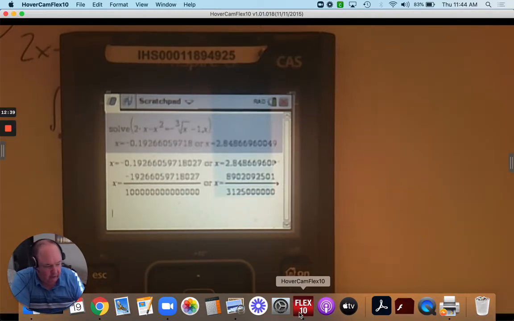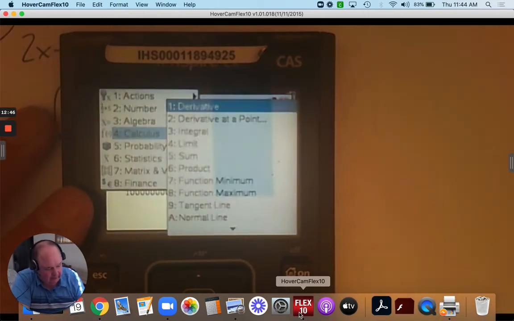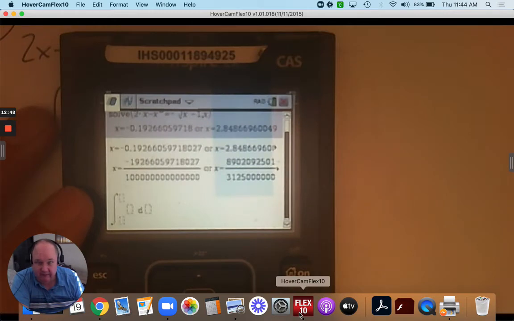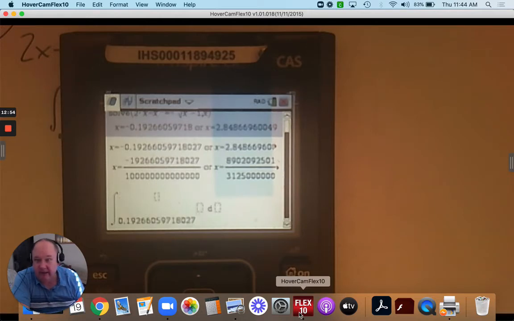So when I want my setup, which is menu, calculus, and integration, which is 3, for my lower limit, I'm going to go Control V, and it'll paste. And then you'll have the exact lower limit. Can we try that again?